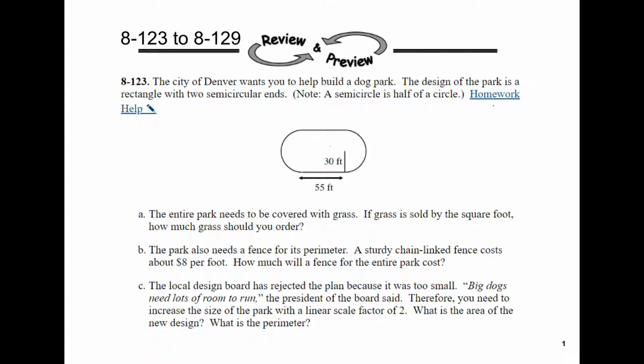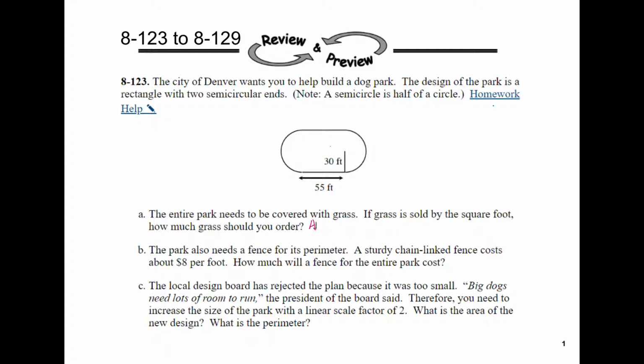Question 8-123 says, the City of Denver wants you to help build a dog park. The design of the park is a rectangle with two semicircle ends. A semicircle is half of a circle. The entire park needs to be covered with grass. If grass is sold by the square foot, how much grass should you order?